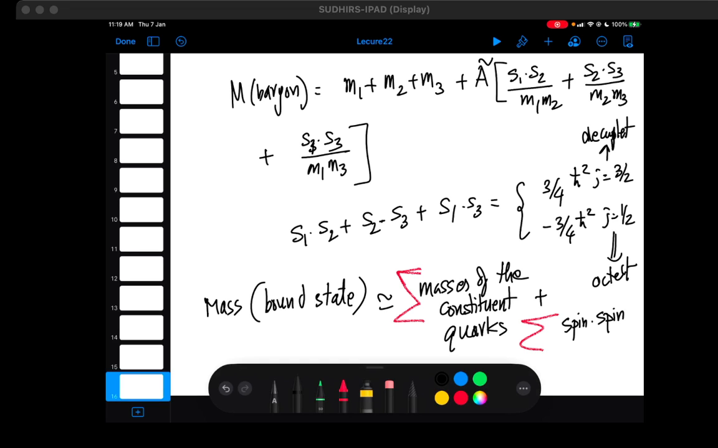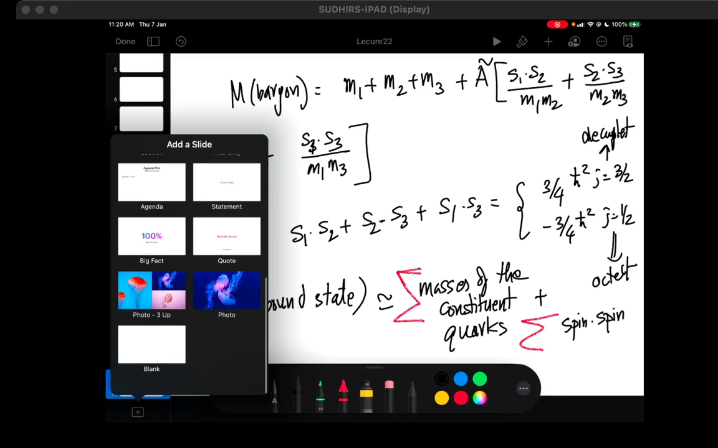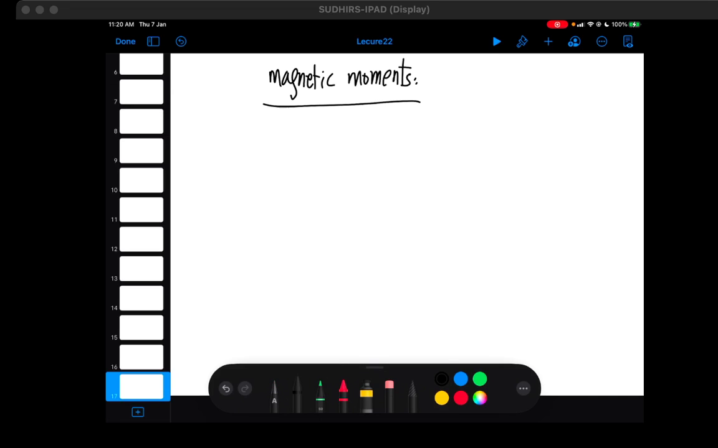Finally, the most important thing is something called the magnetic moments. So the magnetic moment is essentially defined in terms of the q dot s term, q times s, essentially the spin of the state. Essentially, mu is equal to q, the electric charge, by m times s. So the magnitude of mu turns out to be q by 2m, where s is equal to h cross by 2.